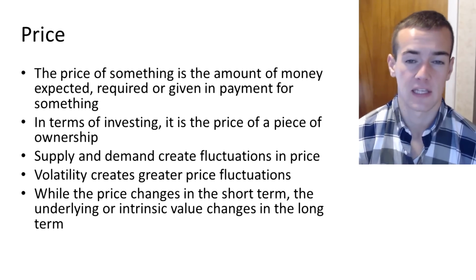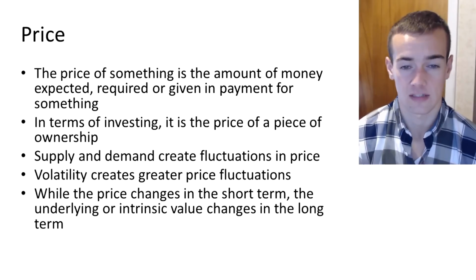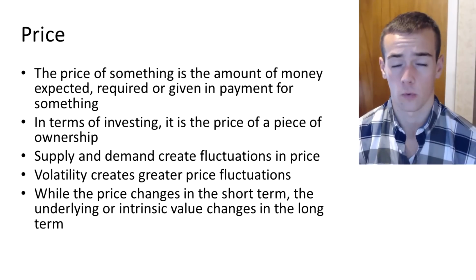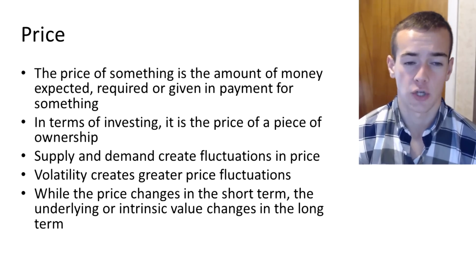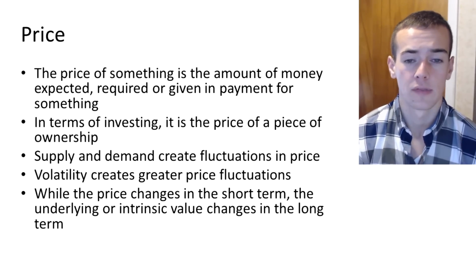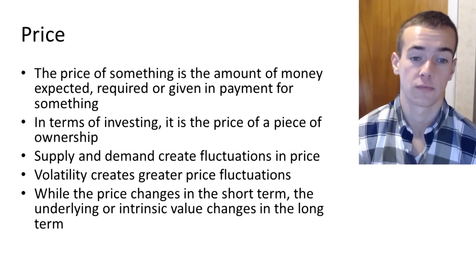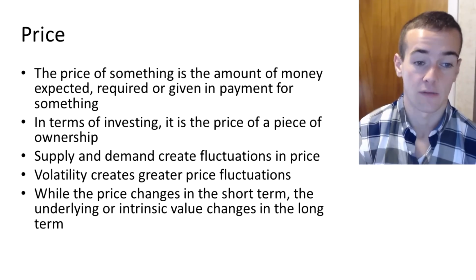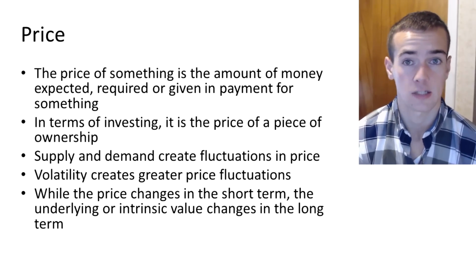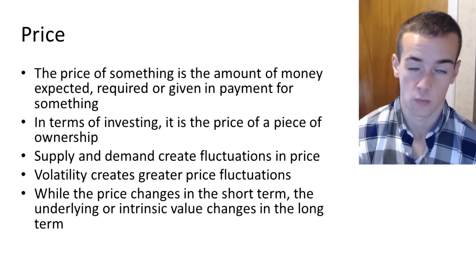So the price of something is the amount of money expected, required, or given in payment for something. And in terms of investing, it is the price of a piece of ownership. Now, as we've talked about before, fear and greed are really what change the prices on the stock market. And we're going to talk about this a lot more in the next module on the psychology of the stock market. But understand that supply and demand create fluctuations in the price, and volatility creates greater price fluctuations. So that is why when you look at maybe technology stocks or biotech stocks, you're going to see much greater volatility and greater price fluctuations.